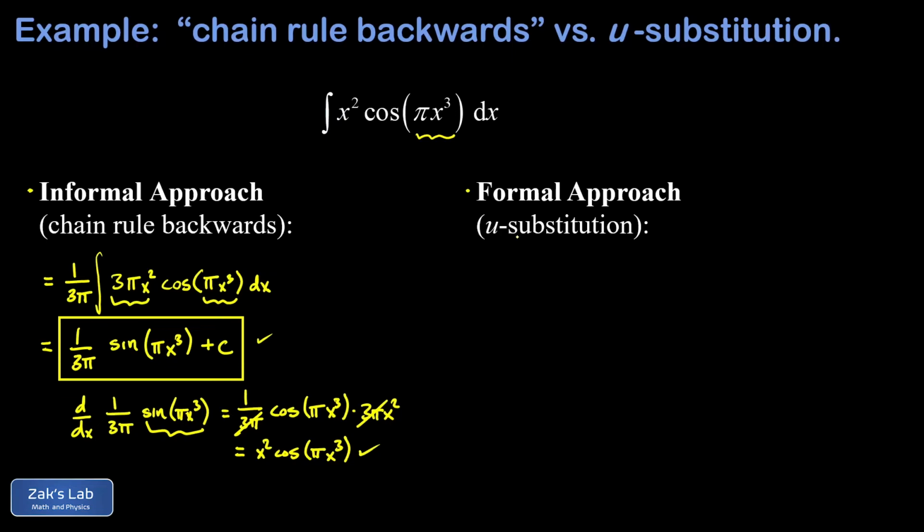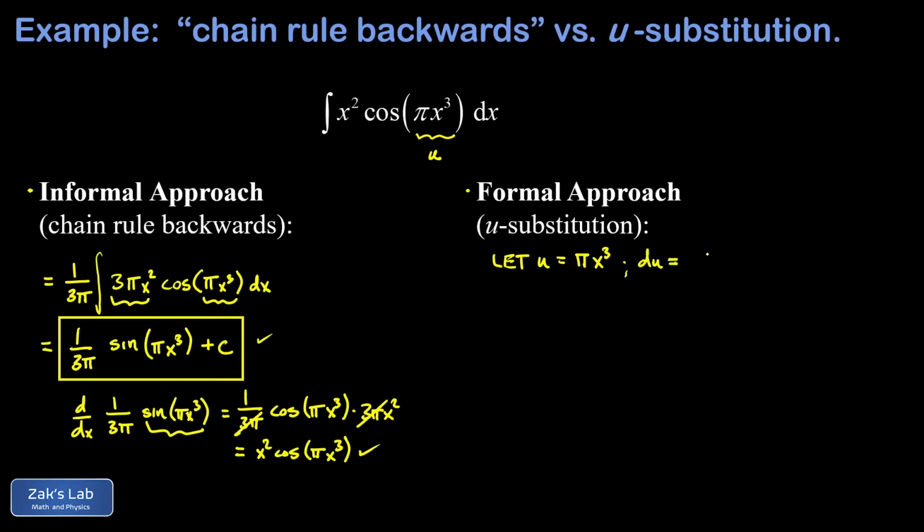Now, in the formal approach or explicit u-substitution approach to this integral, we're really doing the same thing. We're just identifying the inner function as a u, and then we're looking for du somewhere in the integrand. So I'll start by saying let u equal pi x cubed. Now, you do have to be looking ahead in order to have any confidence that this is going to work. So you should be looking ahead to see that the derivative of u is somewhere there in the integrand, at least the variable parts of it. The constants we can always move around.